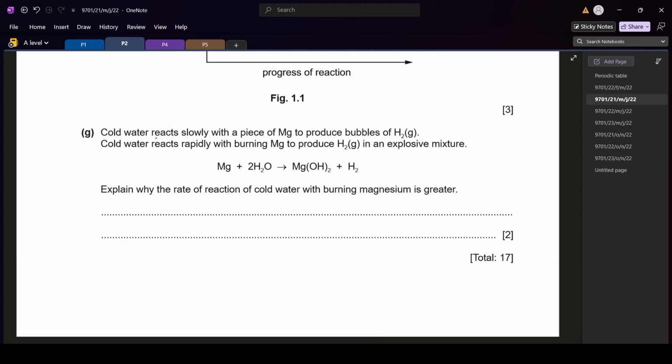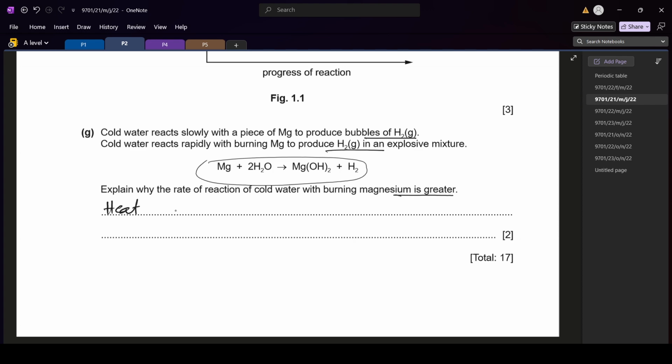Part G. Cold water reacts slowly with a piece of magnesium to produce bubbles of hydrogen. Cold water reacts rapidly with burning magnesium to produce hydrogen in an explosive reaction, and the reaction is shown. Explain why the rate of reaction of cold water with burning magnesium is greater. Because heat provides a greater number of molecules with energy greater than activation energy, so the frequency of collisions increases.